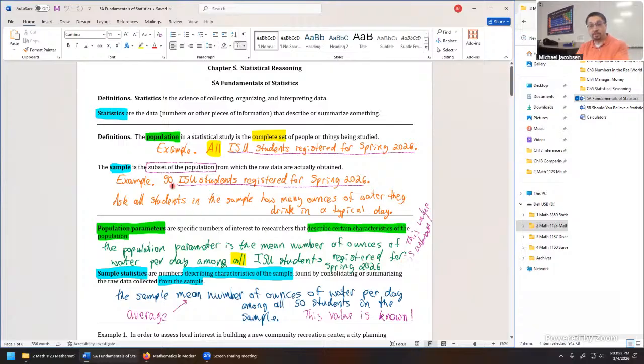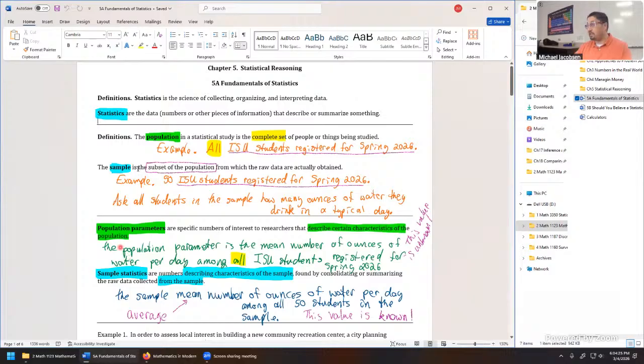But if we had a sample of 50 students and we got a value for the amount of water they drink in a typical day, that's something we can calculate. We'll just add up all the observations and divide by 50. We often will say mean, but we mean average, number of ounces of water per day among all 50 students in the sample. And this is the known value. We take this known value and we say it approximates the unknown population parameter. So that's the rundown with the definitions so far.